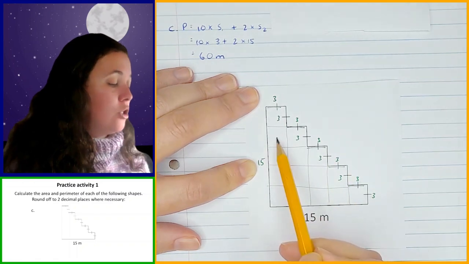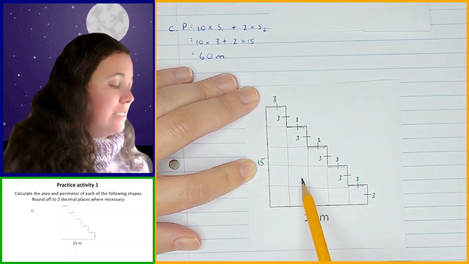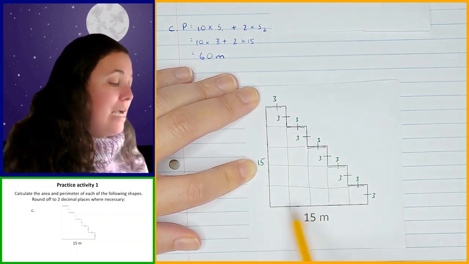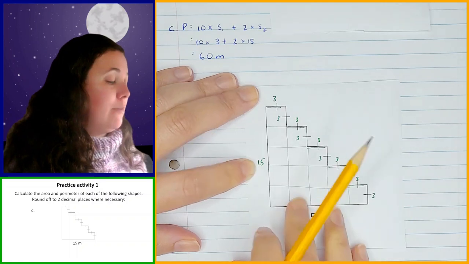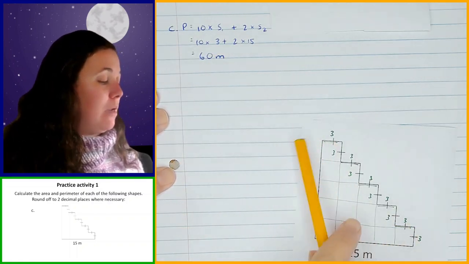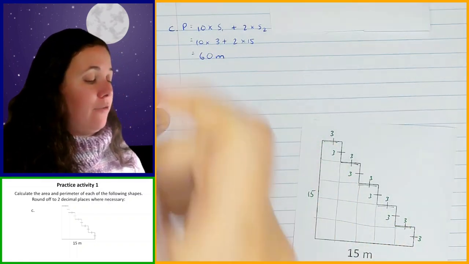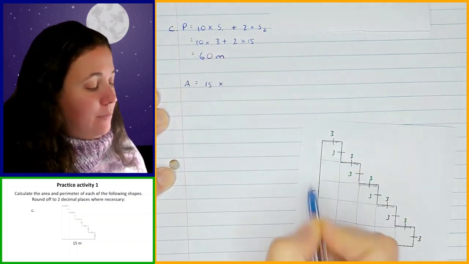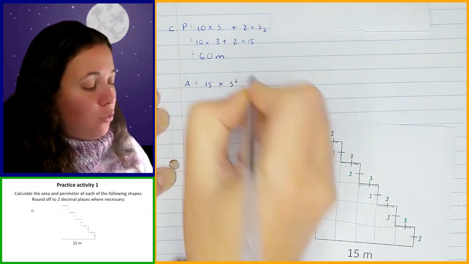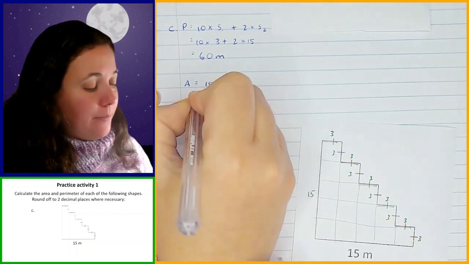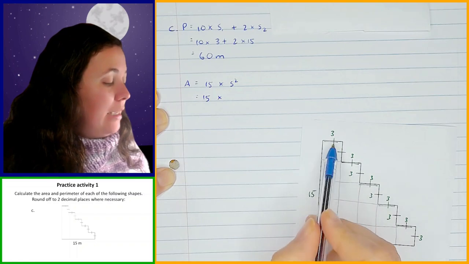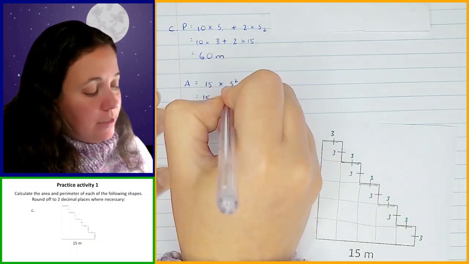So there's 1, 2, 3, 4, 5, 6, 7, 8, 9, 10, 11, 12, 13, 14, 15 identical little squares that make up this shape. So I'm going to work out 15 multiplied by the area of a square for my area. So 15 times side squared for all of those squares over there. So that's going to be 15 times the side of each square, which is 3. So it's 3 squared.